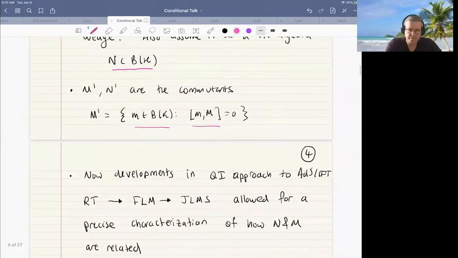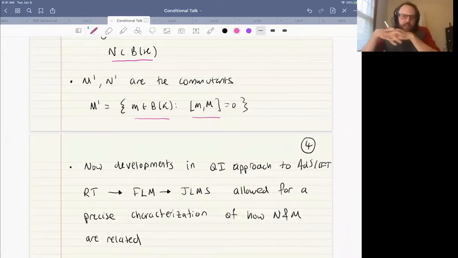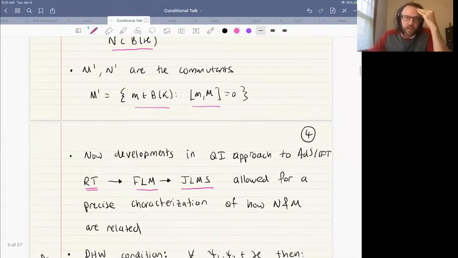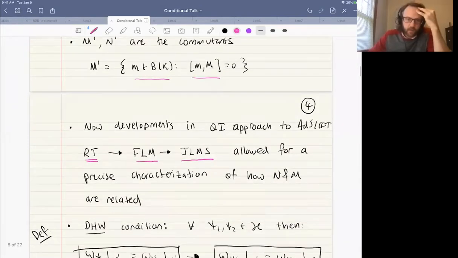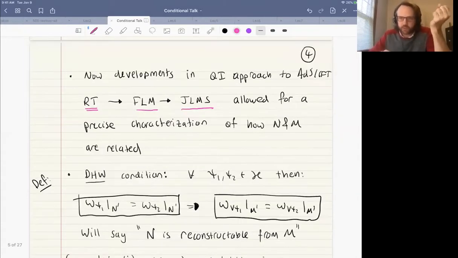Okay, so developments in the quantum information approach to AdS/CFT, in particular, the Ryu-Takayanagi formula was the start of all of this, and then various quantum corrections and an understanding of how relative entropy, where you take two states and you compare them, maps under AdS/CFT, allowed us to give a precise characterization of how to relate N and M. And the condition that I'm going to use that derives from this knowledge, I'll call the DHW condition. Okay, so this is a definition. This is the DHW condition.